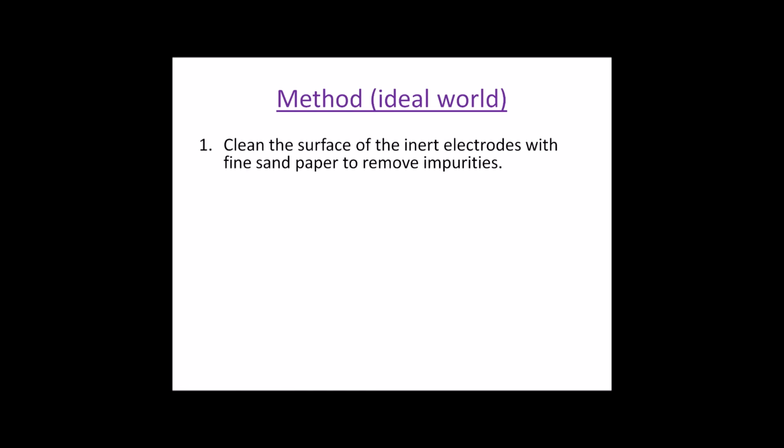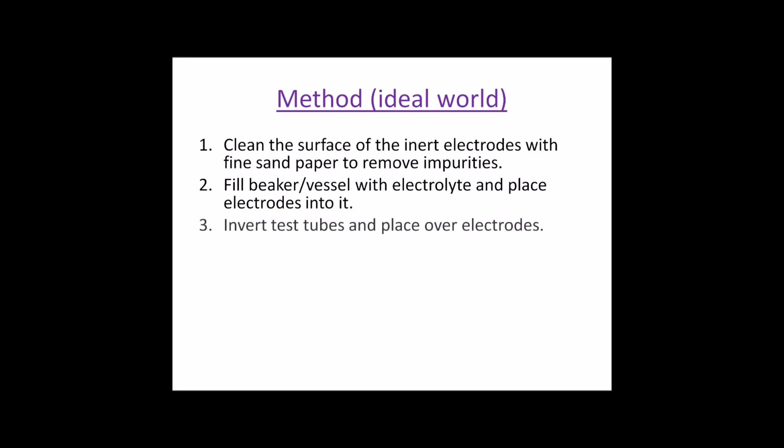So your method for the ideal world would be: clean the surfaces of the inert electrodes with a fine sandpaper, also known as emery paper, and that's going to remove impurities that might affect your results. Then you're going to fill your beaker with your electrolyte and you're going to pop your electrodes into it. Then you're going to invert your test tubes and place them over the electrodes so they can capture the gas.